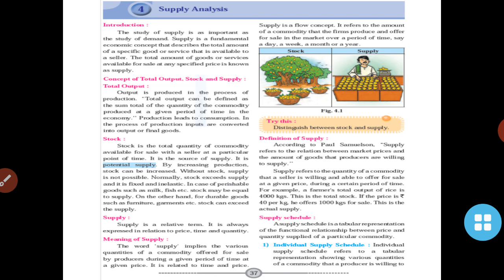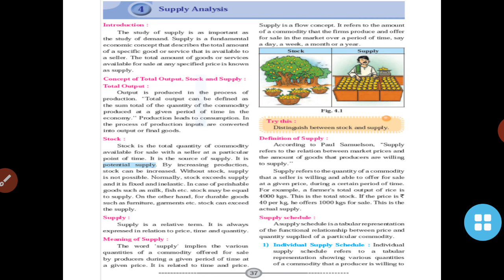Now the meaning of supply is given here. The word supply implies the various quantities of a commodity offered for sale by producers during a given period of time at a given price. It is related to time and price. Supply is a flow concept. It refers to the amount of a commodity the farmers produce and offer to sell in the market over a period of time, say a day, a week, a month, or a year.